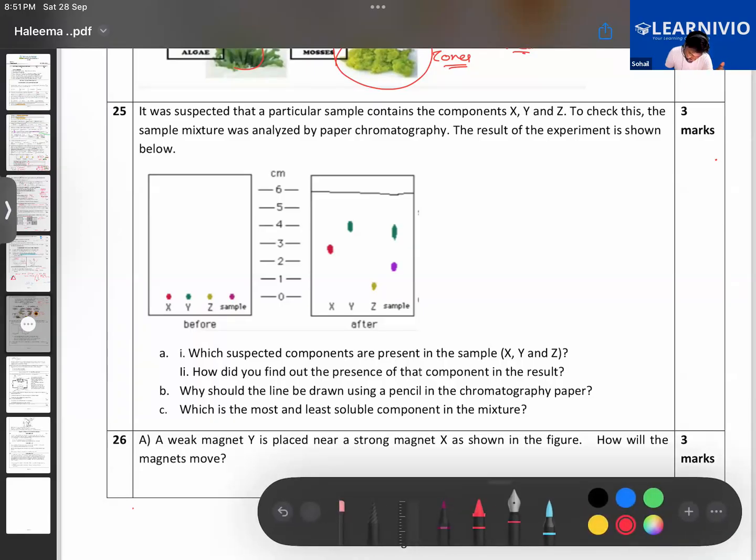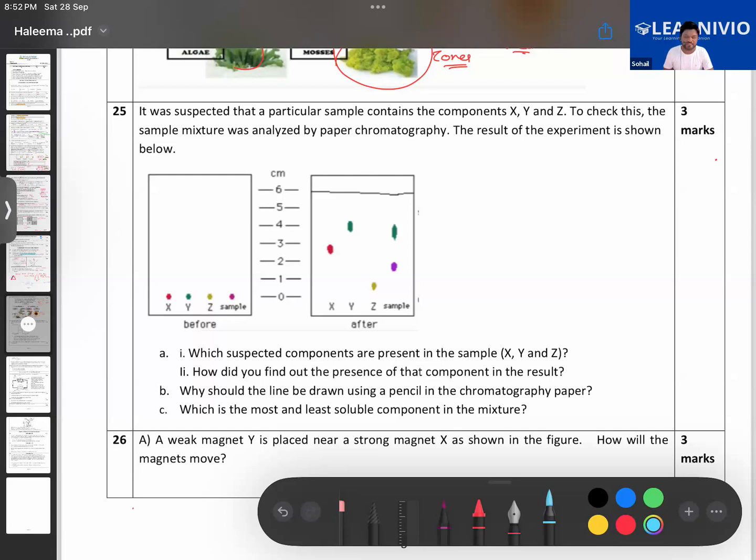Okay. Let's understand the question first of all. The question is saying that it was suspected that a particular sample contains the component X, Y, and Z. To check this, the sample mixture was analyzed by paper chromatography, and the result of the experiment is as shown here. First of all, we have learned about paper chromatography in the class. So what basically happens there in the paper chromatography process?